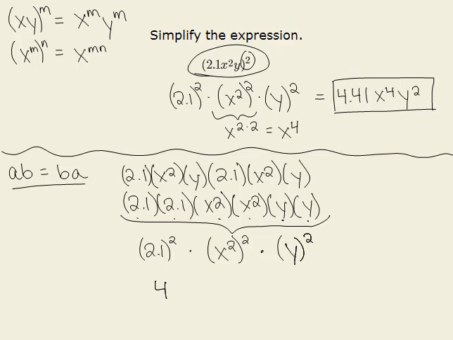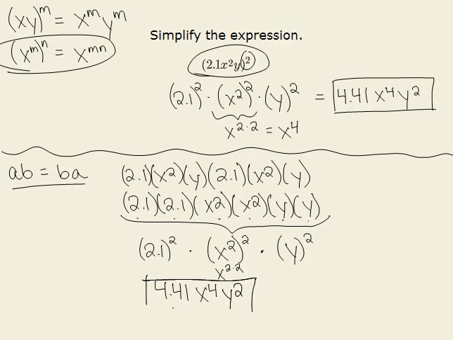And here, we will use the power rule again to simplify x squared to another power of 2, which is also x to the power of 2 times 2, as x to the fourth, and then y squared. As you can see, we got the same final answer. Either method results in the 4.41 x to the fourth y squared answer, but when simplifying an expression is just one step in a larger problem, one method might be preferable to the other.